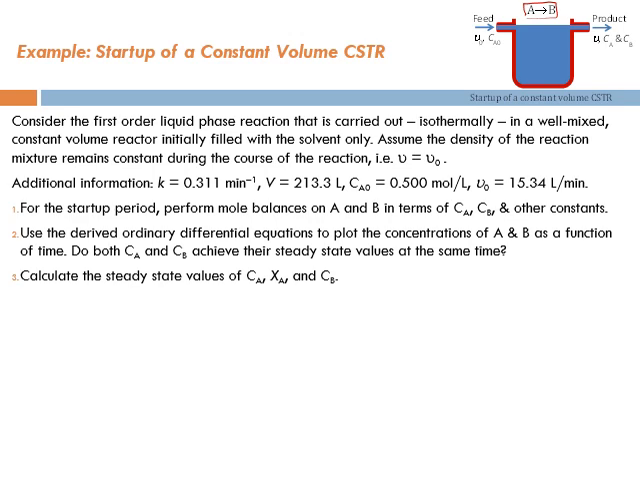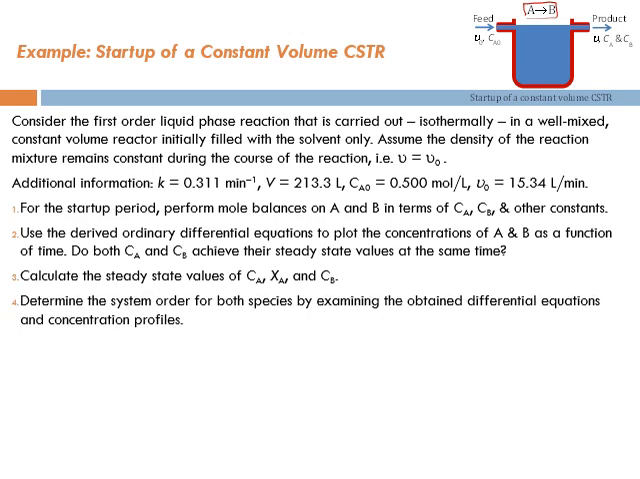A third way would be to use the design equation. Remember the design equation for CSTR? It was derived for steady state. So if we use the design equation, we will simply get the values of Ca, Cb, and X at steady state, because the equations were derived with the assumption of steady state operation. So here we go, we have three different ways to find these values.